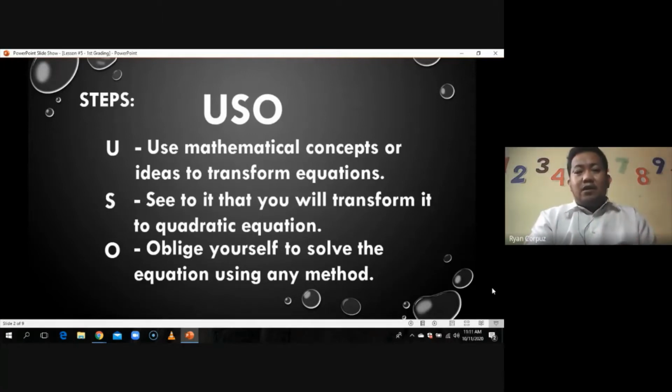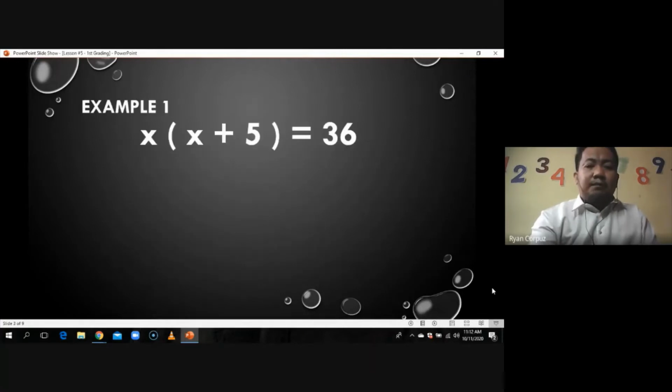In that way, you are now going to come up with the solutions to a given quadratic equation. So again, in order for us to solve equations transformable to quadratic equation, all we have to do is to apply the steps we call USO. So now let's apply the steps through examples, that is by answering examples about that kind of equations that can be transformed into quadratic equation. So let's have example number one.